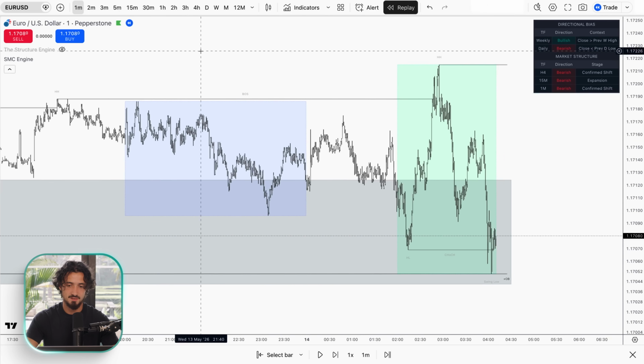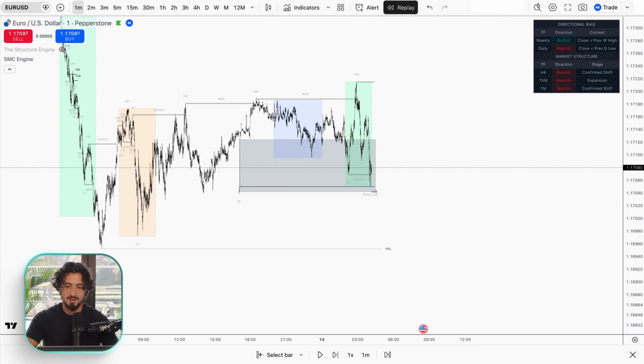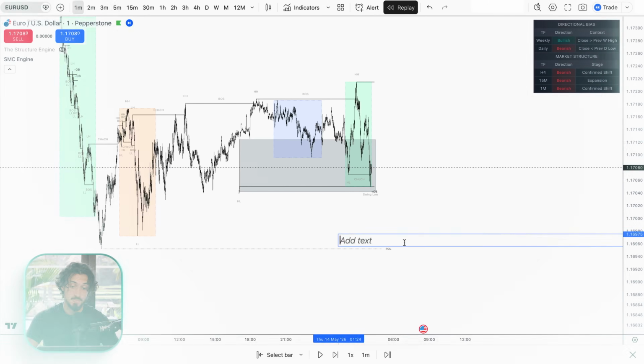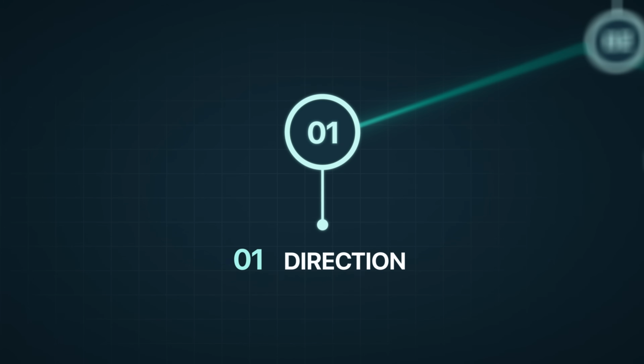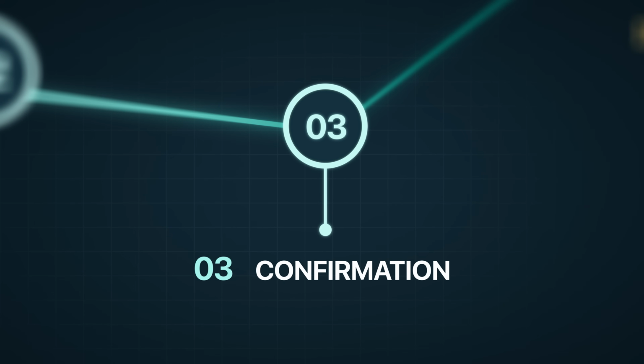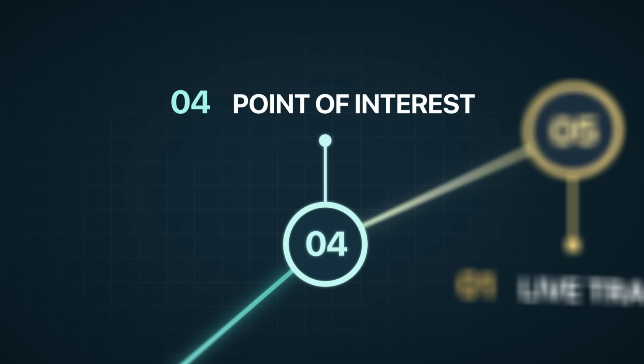So now we can see that the 15 minute and the 1 minute are both in the same direction. They're both bearish. Now we have real confirmation that we can get ready to short, which leads you into your next problem, right? Once you've got your direction, then you need your location, and then you need confirmation of that location.